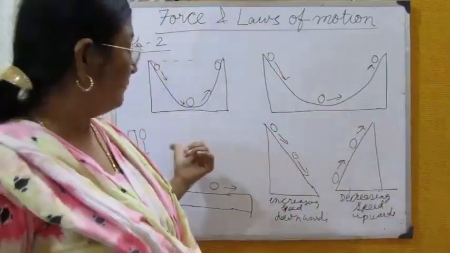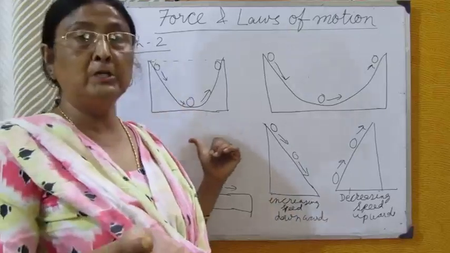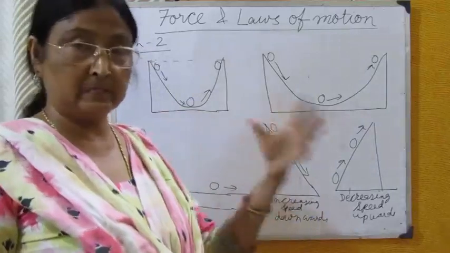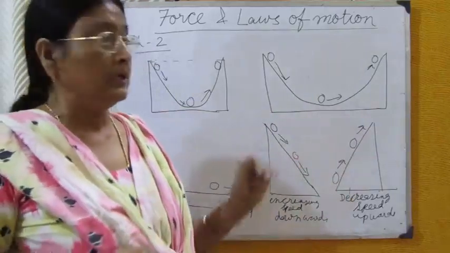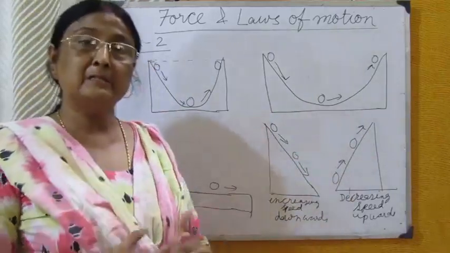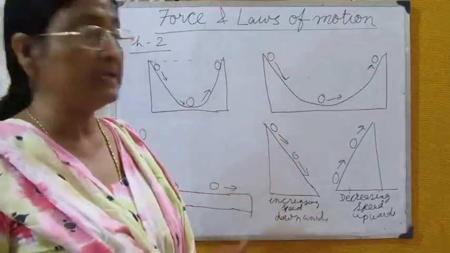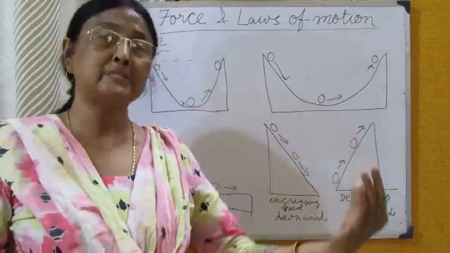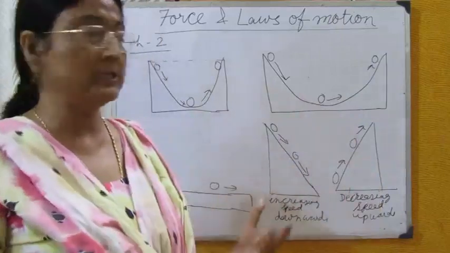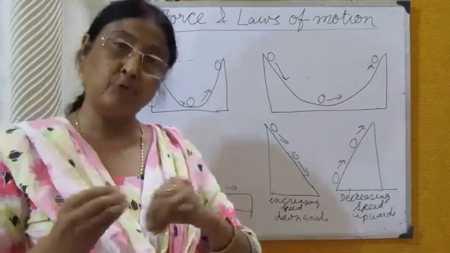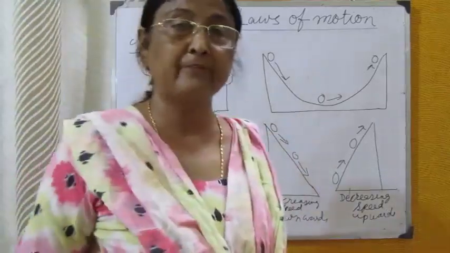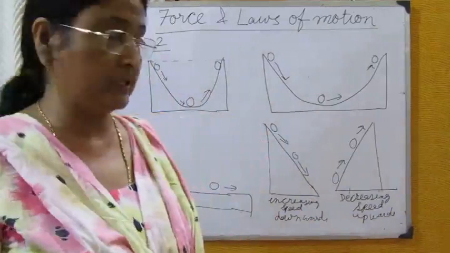Because if I roll a ball on the ground, after some time the ball will stop. So Aristotle used to think, why does this ball stop? If I want to continue the ball's motion, then I have to apply some force externally. That is the conception of the famous scientist Aristotle.